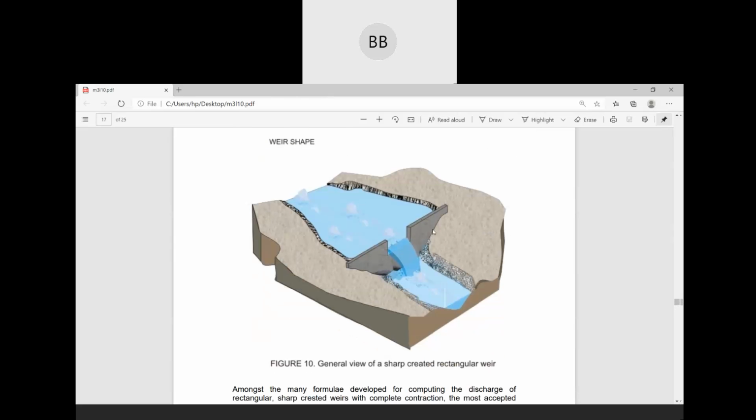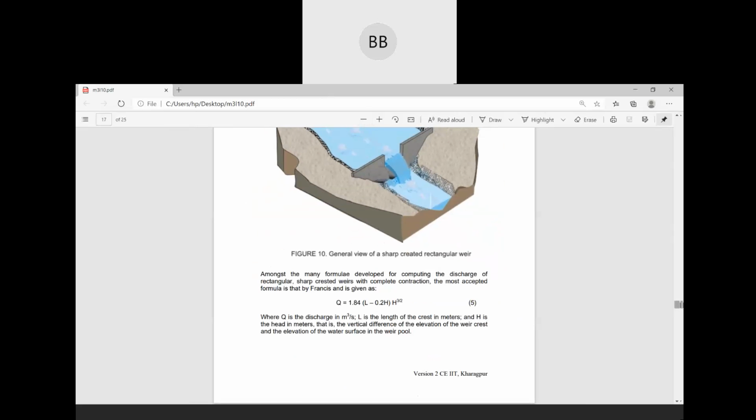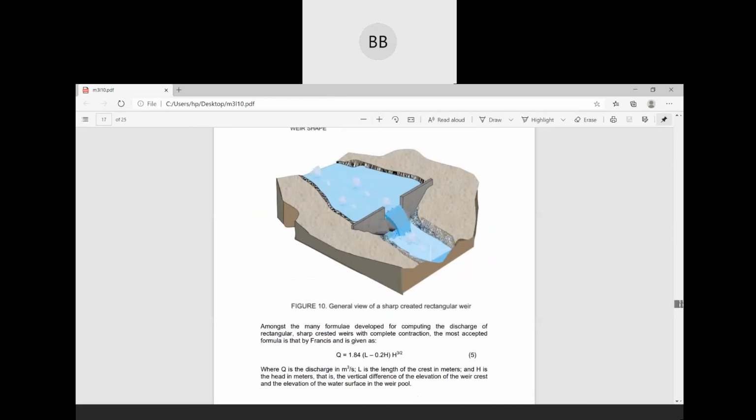So this diagram you have seen, this is your sharp crested weir. You see, this is in rectangular shape.